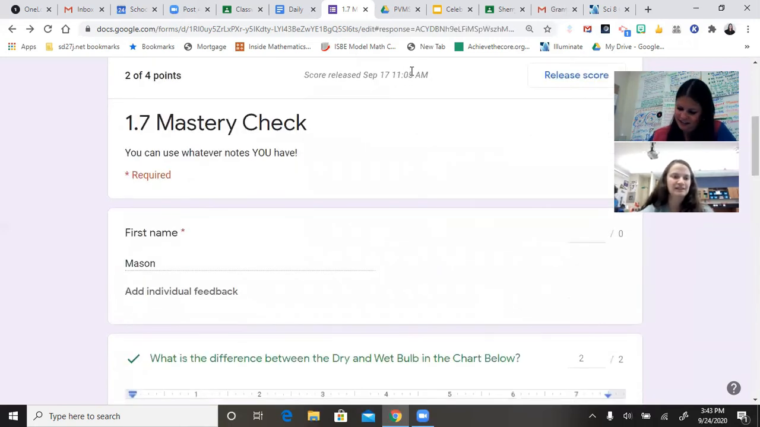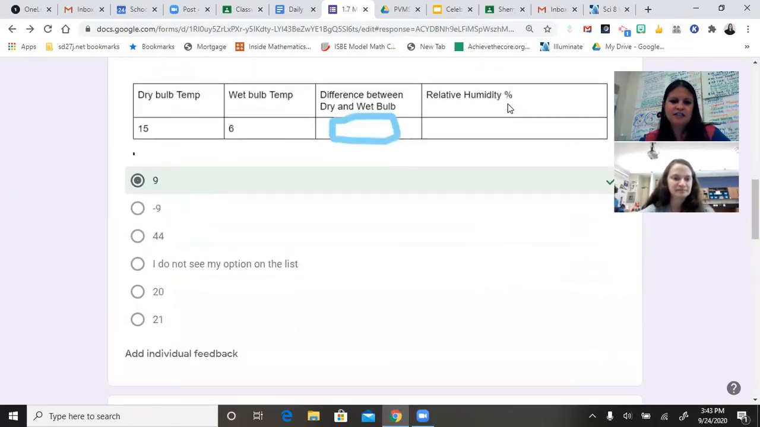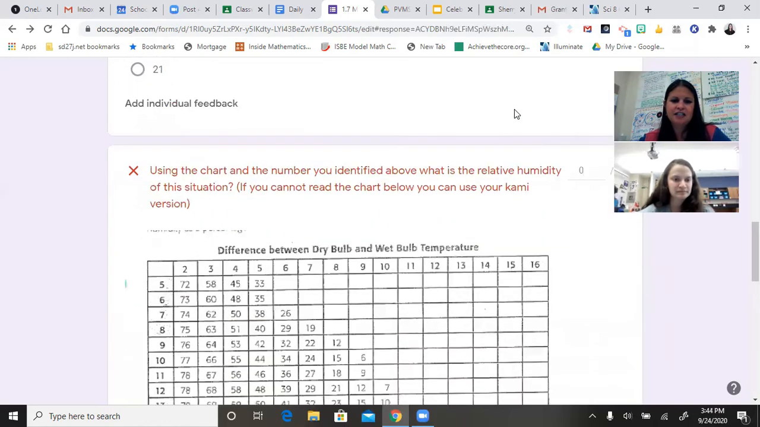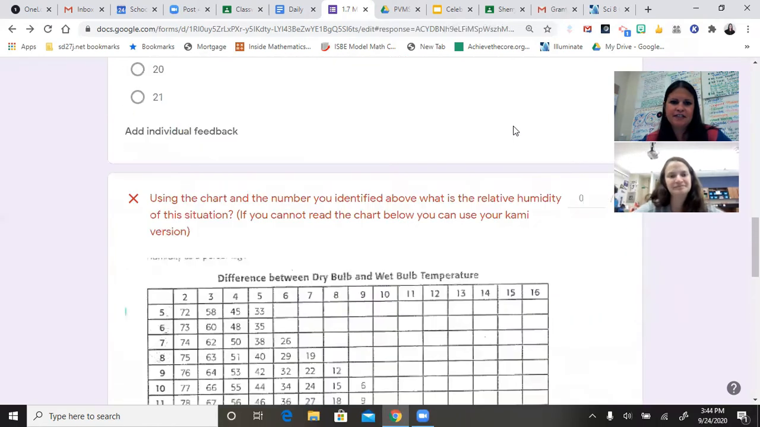All right, Mason. Let's dig in and see. It looks like he got the first question correct. So he was able to accurately find the difference. And then his misconception was the difference again. Yep. So he didn't use the chart at all. Okay. He used information from the previous question, so maybe he wasn't sure what to do with the numbers. Okay. All right.